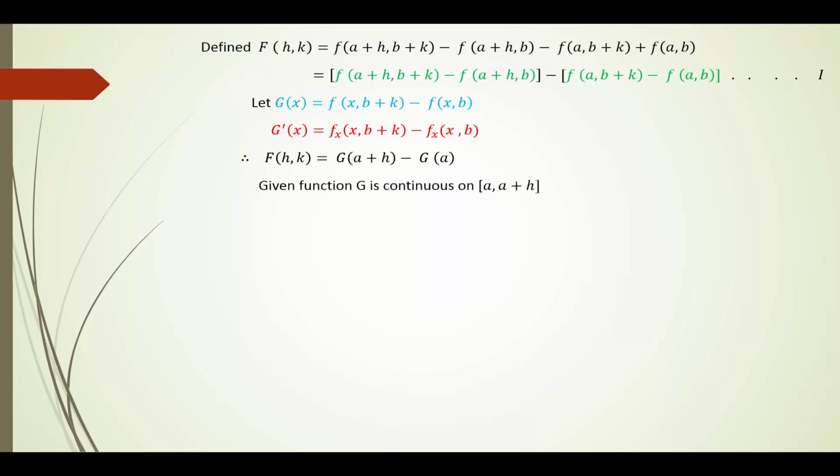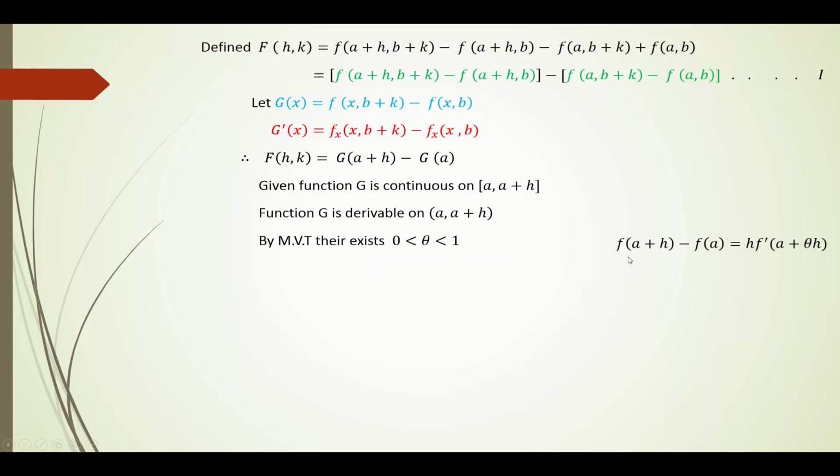Now use the mean value theorem. Given function g is continuous on a plus h because f is continuous, so g is continuous. Also, function g is derivable on a plus h because function f is derivable. Function f is derivable, so function g is derivable on a plus h. So by the mean value theorem, there exists a number theta between 0 and 1. We know the mean value theorem is f of a plus h minus f of a equal to h into f dash a plus theta h.